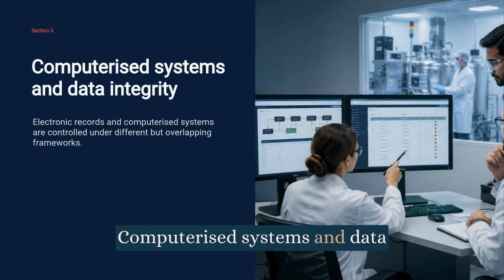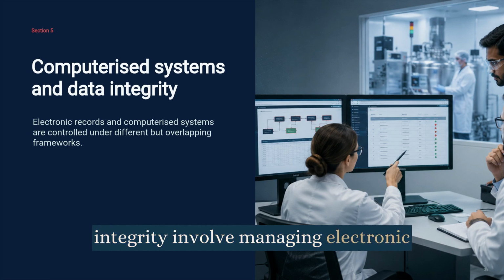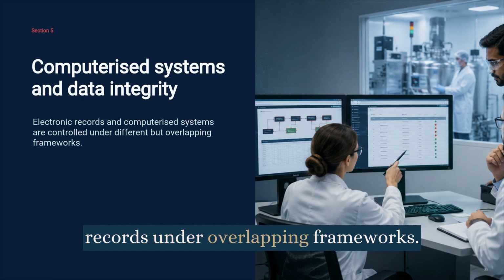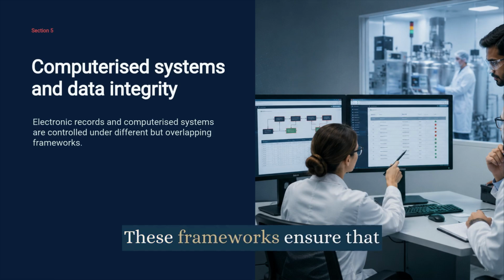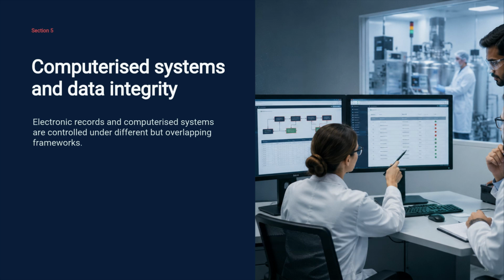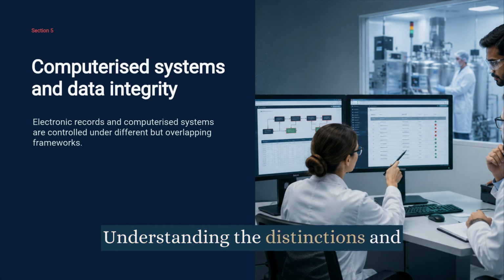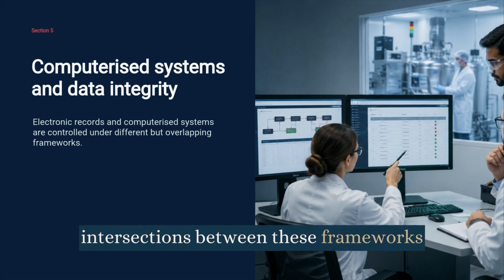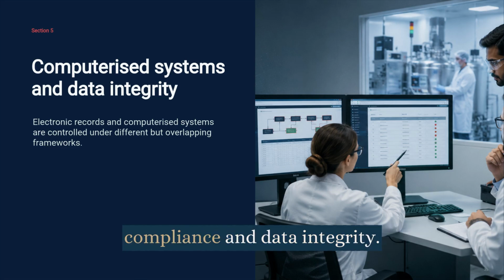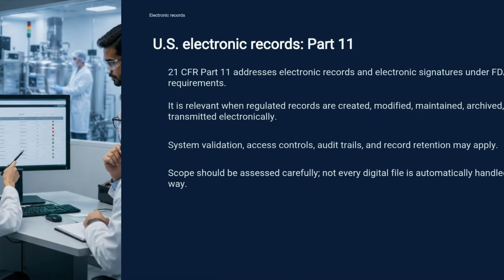Computerized systems and data integrity involve managing electronic records under overlapping frameworks. These frameworks ensure that electronic records are accurate, reliable, and secure. Understanding the distinctions and intersections between these frameworks is crucial for maintaining compliance and data integrity.